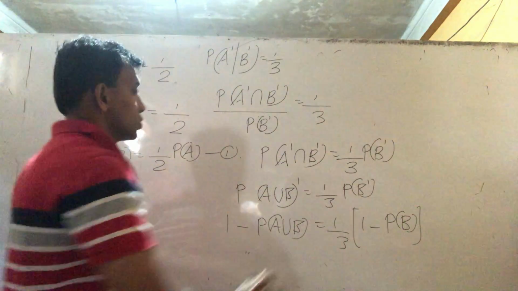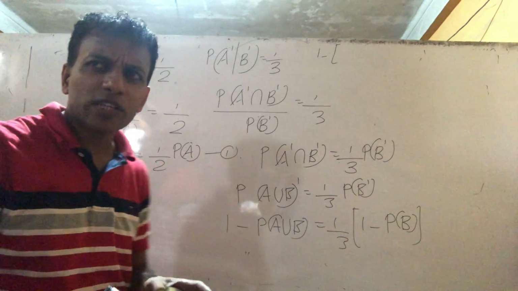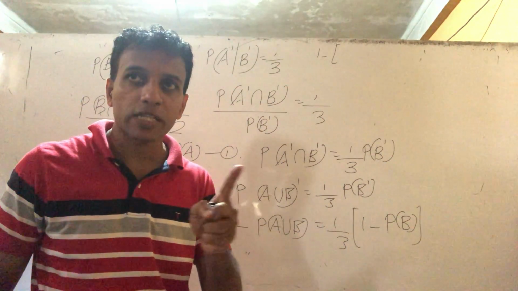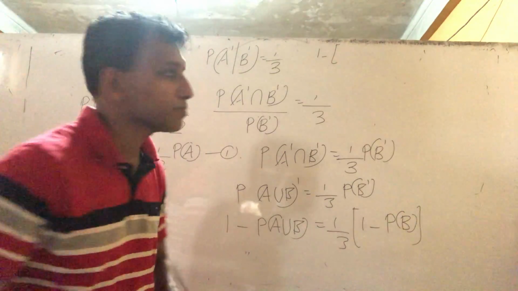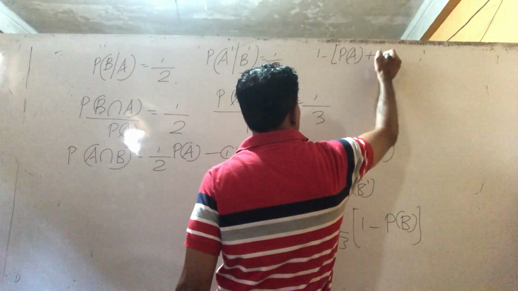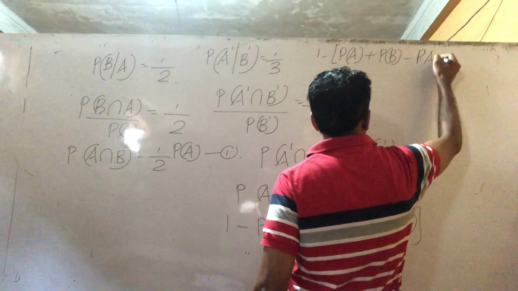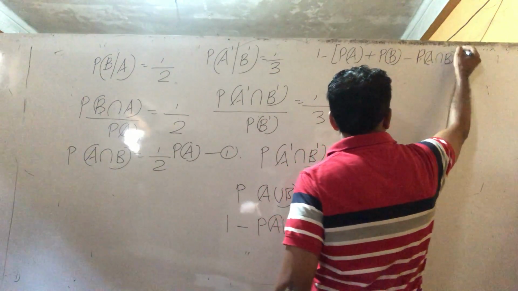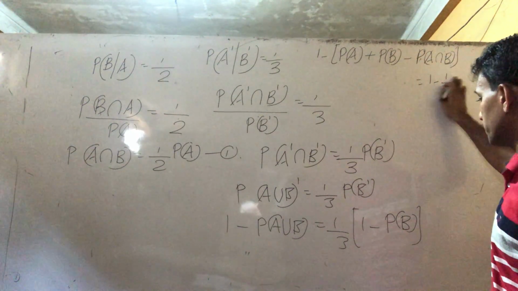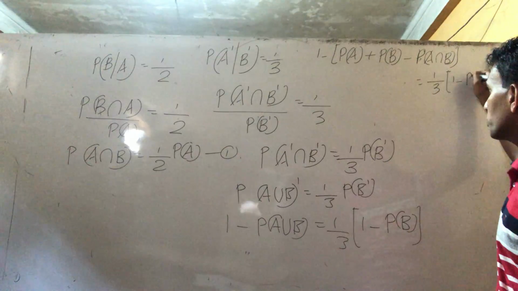Now what is A union B, this long equation that you learned in O-level maths also? A union B equal to what? PA plus PB minus probability of A intersect B. That's equal to 1 minus 1/3, and 1 minus PB.